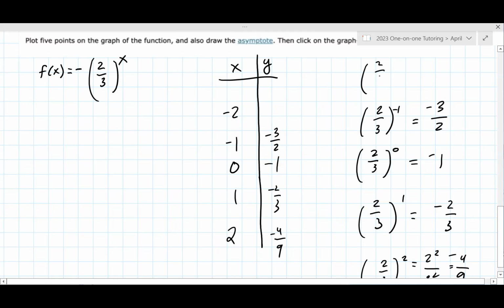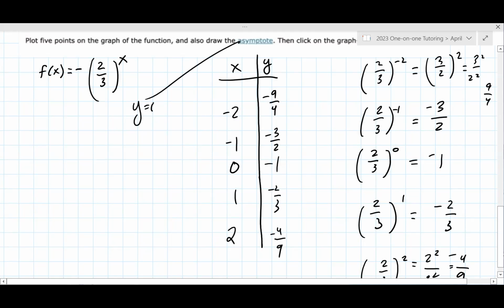-2 is 2/3 to the -2 power. Flip it, that's 3/2, but it's squared now. 3 squared over 2 squared. Running out of room here, but it's 9/4 negated. Same asymptote. It's still y equals 0. Okay, that makes much more sense.